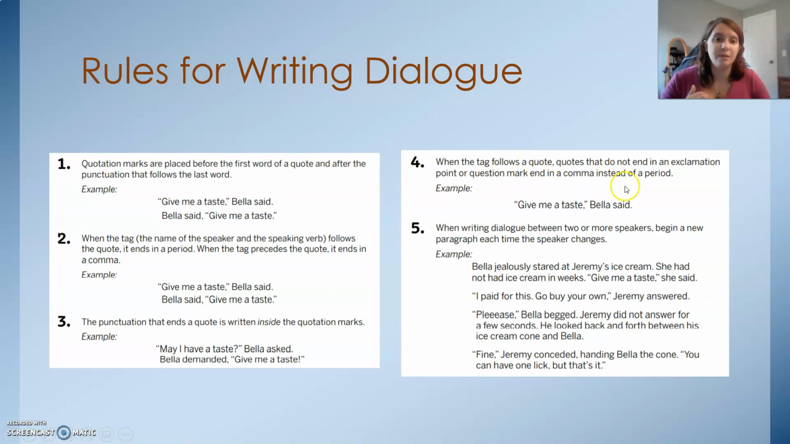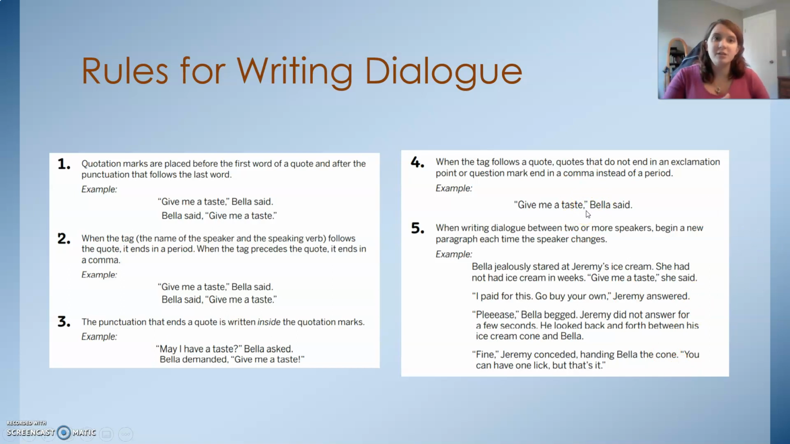Rule number 4, when a tag follows a quote, quotes do not end in an exclamation point or question mark, end in a comma instead. So sometimes when you're writing a dialogue, the character might be yelling, "Get out of there!" where we would put an exclamation point, or they might say, "Where's my dog?" which would be a question mark.